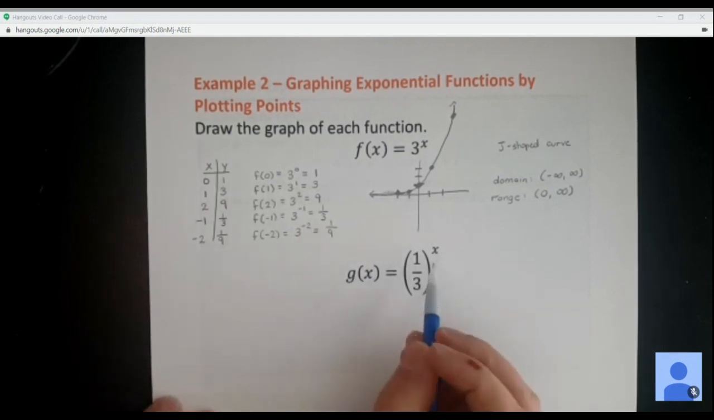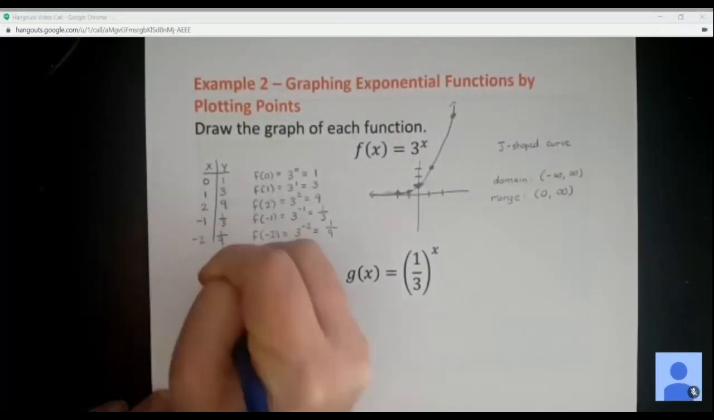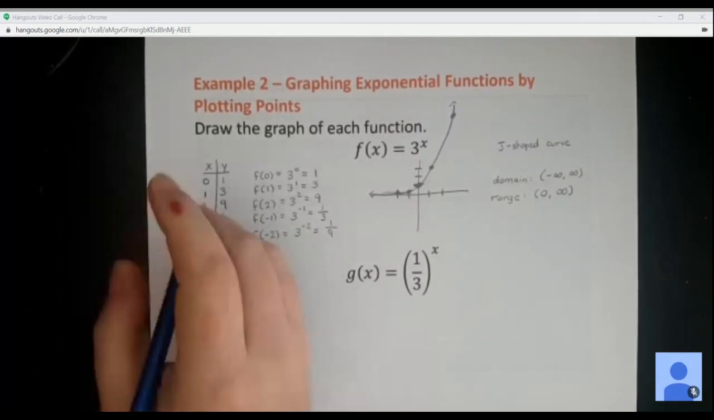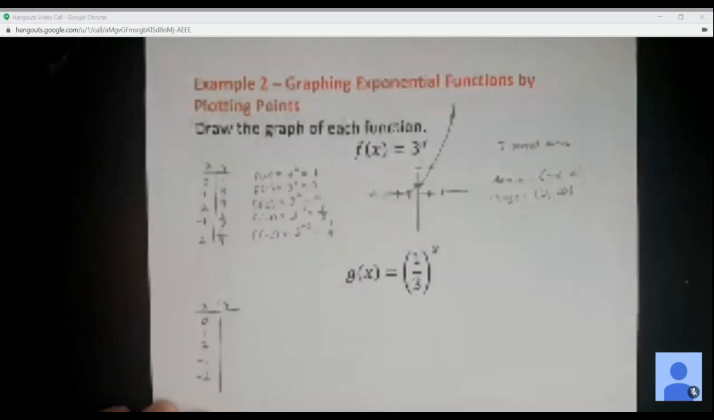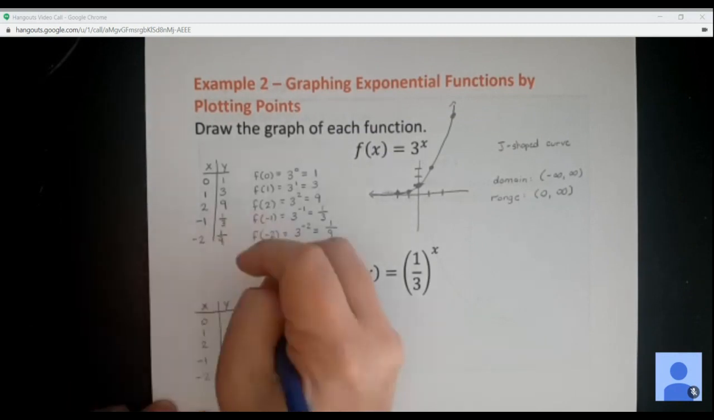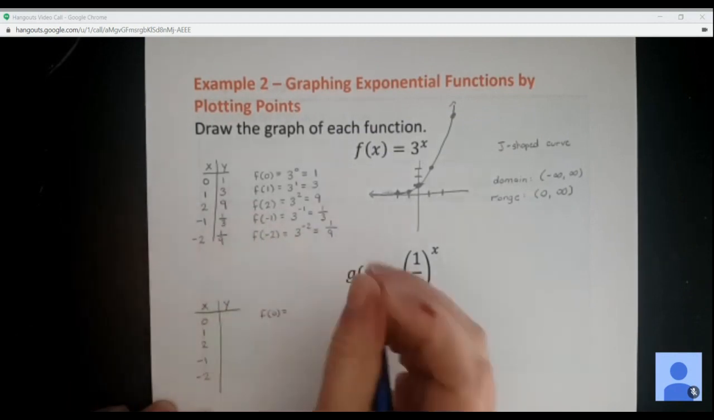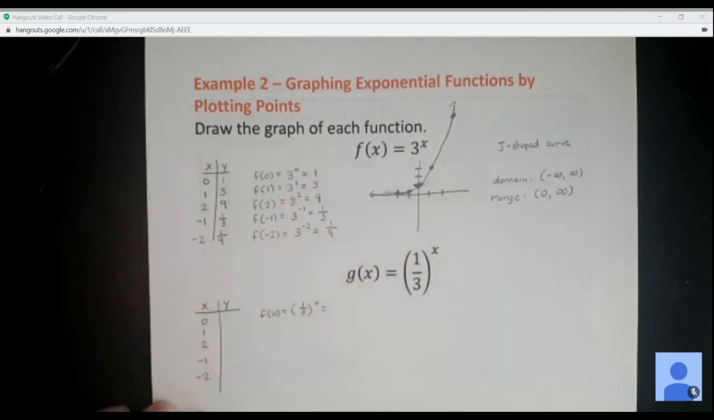So now we've got 1/3 to the x power, right? So again, I'm going to do the same thing we did last time. I'm going to create a table of values. Okay, and let's go with these same x values that we chose before. So 0, 1, 2, -1, -2. Right, so this time, if I do f of 0, and I'm using my 1/3 to the x, give us 1/3 to the 0 power. Well, what's 1/3 to the 0 power going to be? Still 1, right? Anything to the 0 power should always be equal to 1. So we're still going to have a point at 0, 1 this time.